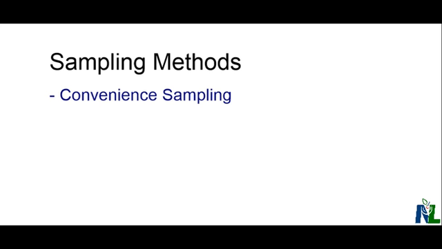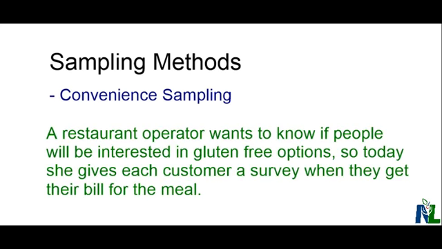Convenience sampling is when we choose our sample from people or items that are convenient to us, probably because they're nearby or we have easy access to them. So for example, we have a restaurant operator who wants to see how much interest there is in gluten-free options. So she's going to use her customers that are there in her restaurant that day as her sample. So she's using them because they're there and they're convenient.